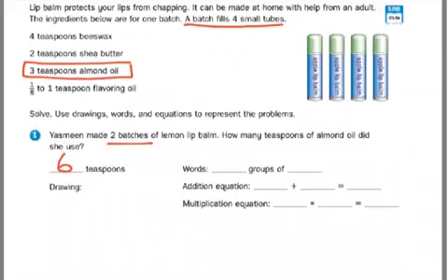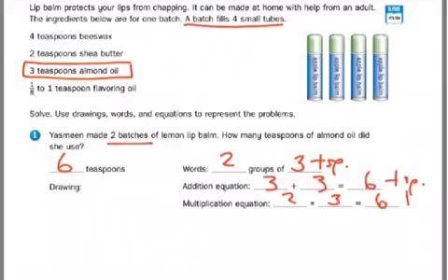With words, I could say that's 2 groups of 3 teaspoons. For an addition equation, I could do 3 plus 3 equals 6 teaspoons. For the multiplication, I could say 2 times 3 equals 6 teaspoons. And I could draw that with, I won't even attempt to do teaspoons, I'll just do circles. You might be scared if you saw my other, right? Okay, so that's the basics of it.